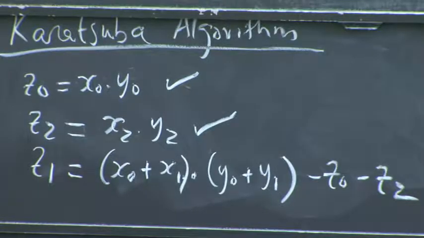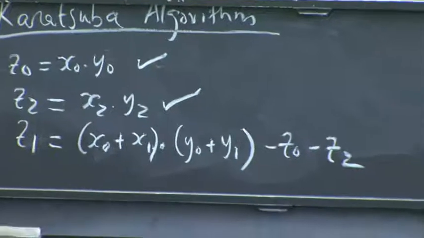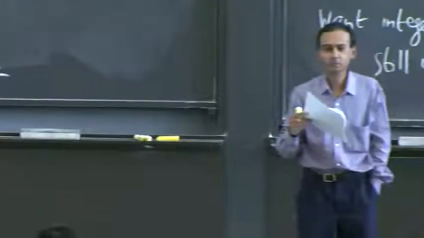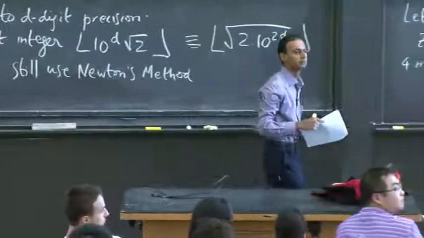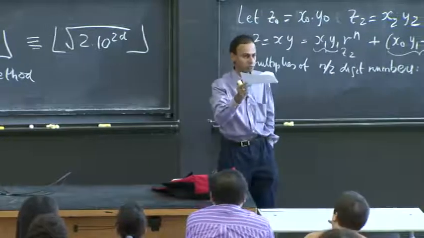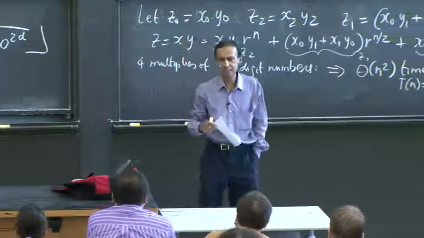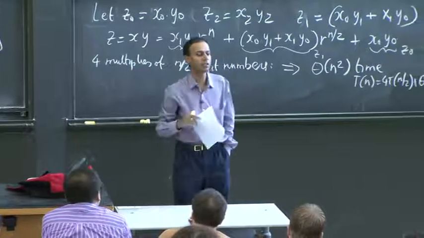Someone other than you? Someone way at the back. Yep, out there. N raised to log base 2 of 3. That's exactly right. And why did you get that? Explain to me how you got there.